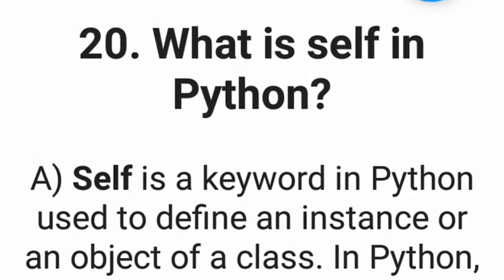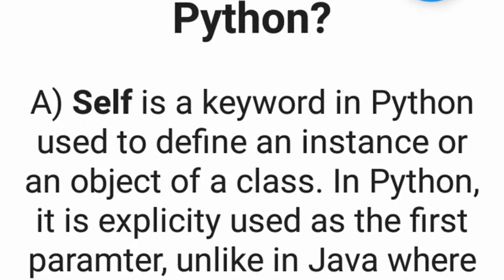20. What is self in Python? Self is a keyword in Python used to define an instance or an object of a class. In Python, it is explicitly used as the first parameter, unlike in Java where it is optional. It helps in distinguishing between the methods and attributes of a class from its local variables.